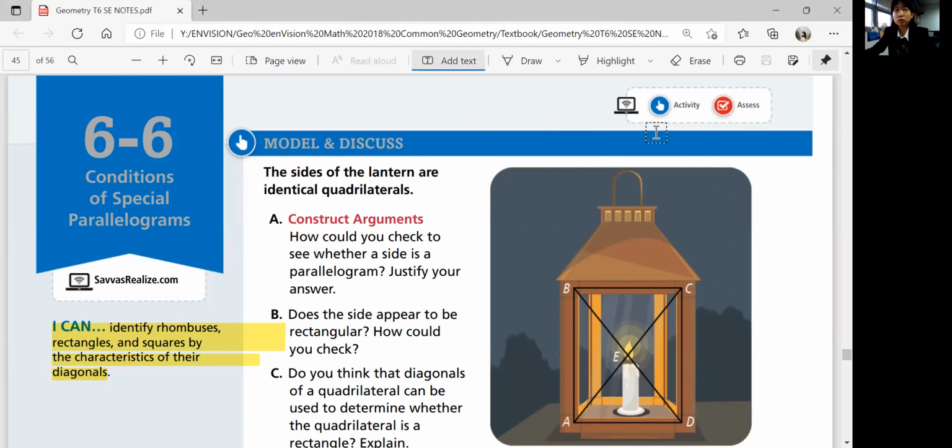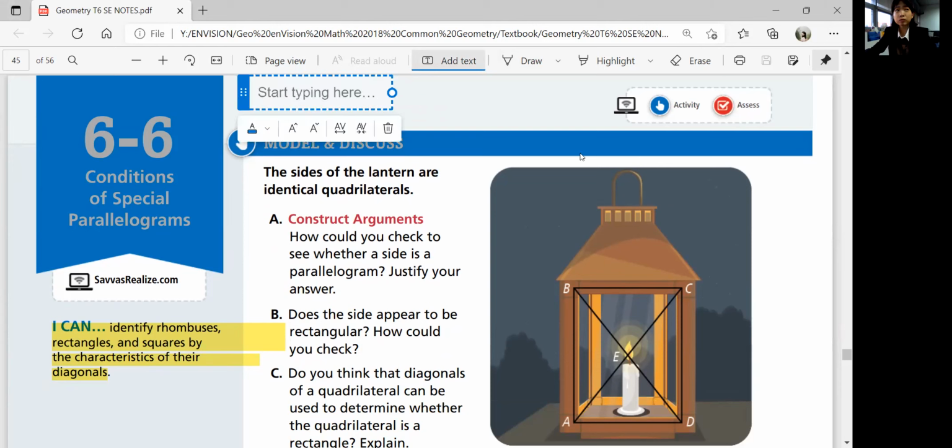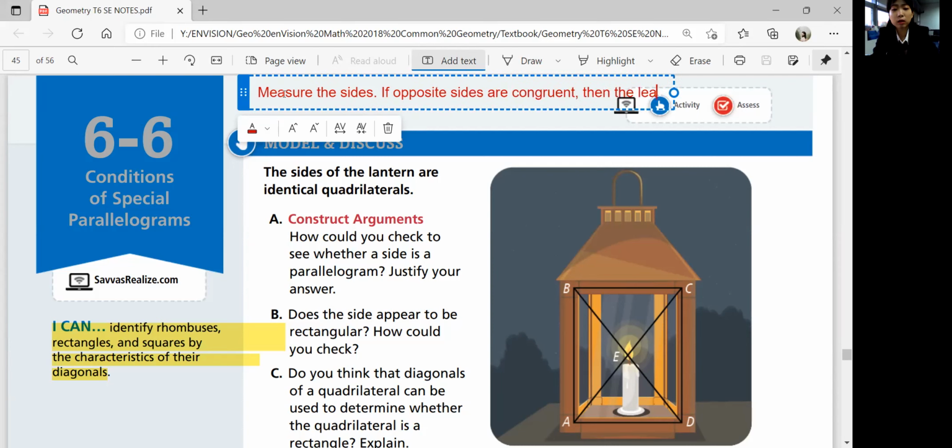So let's write here, part A. You can measure the sides. And what are you looking for? If opposite sides are congruent, then the lantern window is a parallelogram.